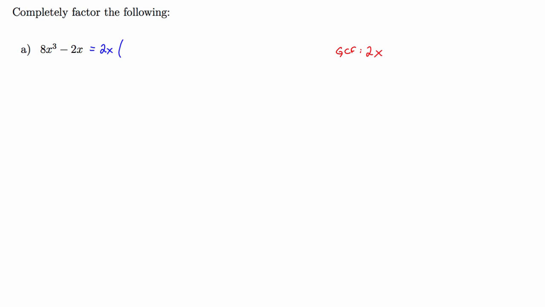We'll have 2x outside of parentheses, and 8x to the third divided by 2x would be 4x squared, and a negative 2x divided by 2x would be a negative 1. What's left in parentheses is 4x squared minus 1. We should recognize that this is a binomial. Once we recognize it as a binomial, we need to see if one of our patterns works. We have 4x squared and a minus 1. Well, 4, x squared, and 1 are all perfect squares, so this is a difference of squares.